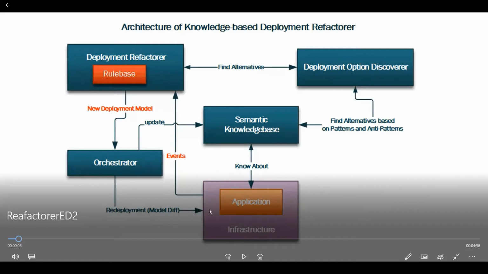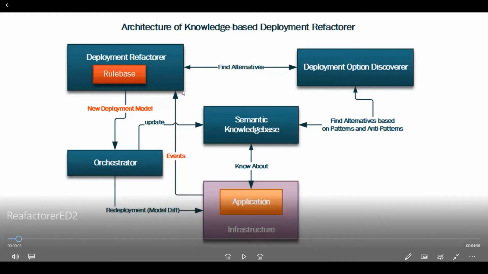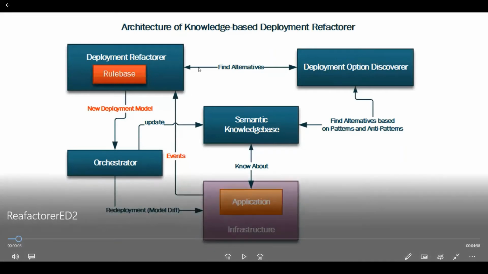Then this event-based refactorer listens to events from the system. For example, the application can directly publish an event. Then the refactorer acts based on the event. The event indicates a situation that needs a resolution in terms of a new deployment option or new deployment model.